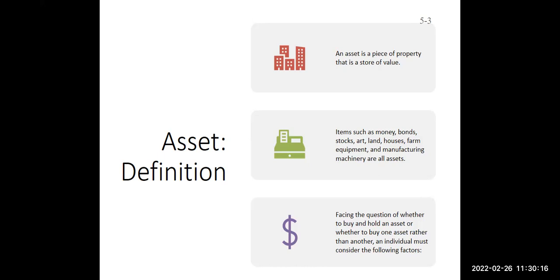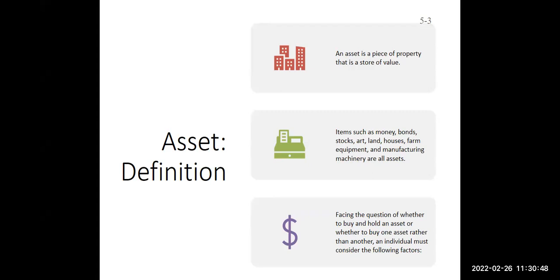Why do you keep bonds? Similarly, why do you keep shares? Why do you keep houses? Why do you keep equipments? Why do you keep manufacturing machineries? All actually are some store of value. You put your value into that particular machine, into that particular bond, into that particular money, into that particular house, and that value that you put into that is your asset. The asset is something which is valuable to you.